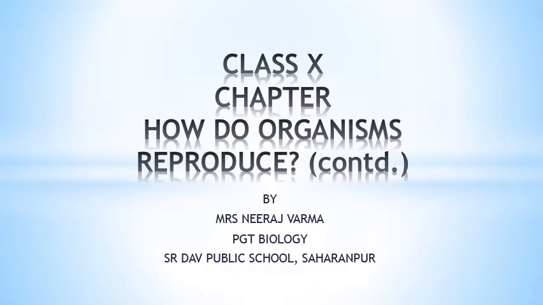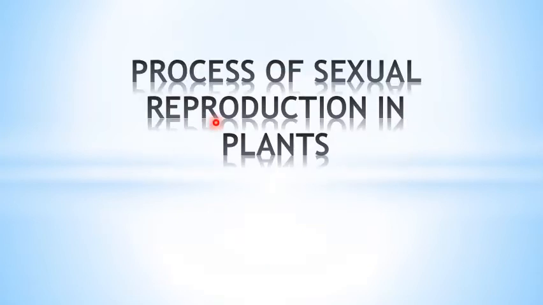Today we are continuing with our same chapter, How do organisms reproduce? In our previous session, we discussed the structure of the flower, which is known as the sexual part of the flower, or the reproductive part of the flower. Today we are going to discuss the process of sexual reproduction in plants.